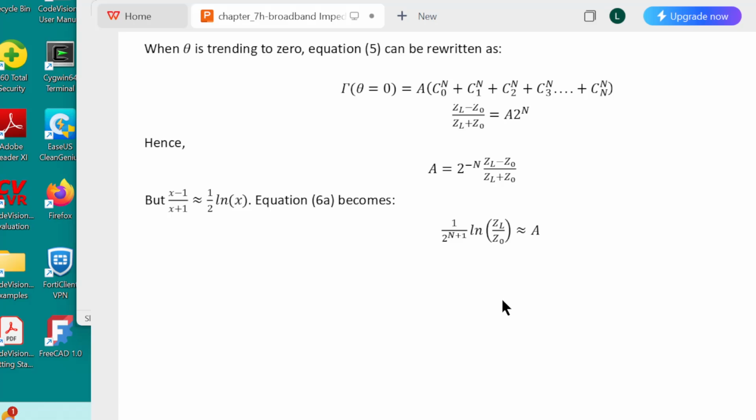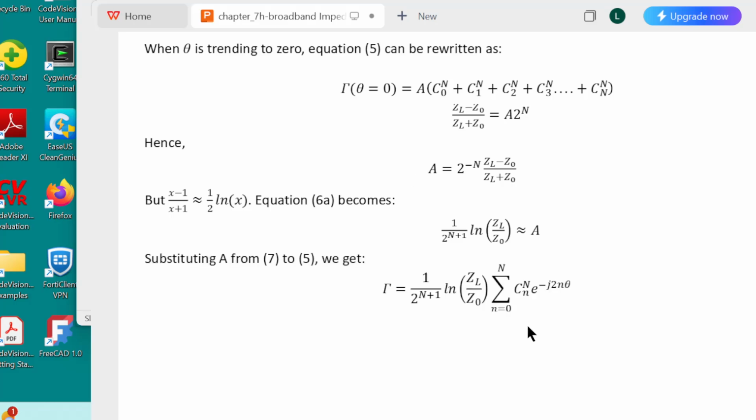Now we are going to look at the situation when theta is not 0. The electrical length is not 0. Under this condition, we just take this value times A times this. We substitute A here with this.